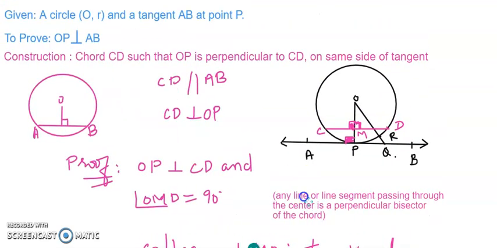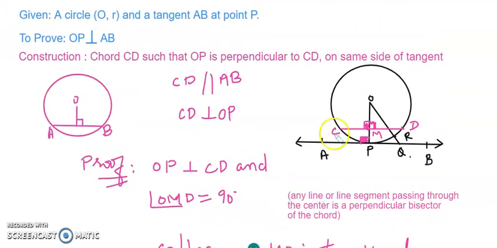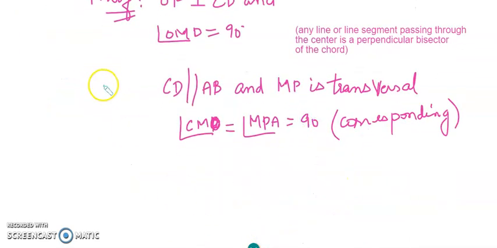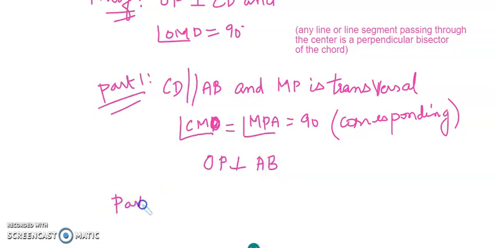Apart from that, we can also use one of the rules, that OP and OR are the tangents. So I'm going to do this as case 1 and case 2, or I can say part 1, where I'm using the chord rule, that any line segment passing through the center is a perpendicular bisector of the chord. I've used that to show that OP is perpendicular to AB. That is one part of the theorem. The second part, I'm saying that OP is equal to OR because they are radii.